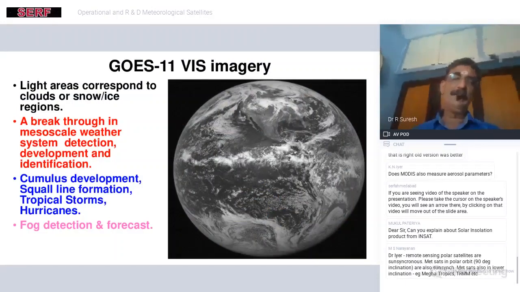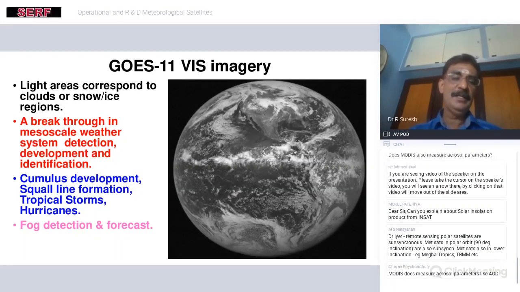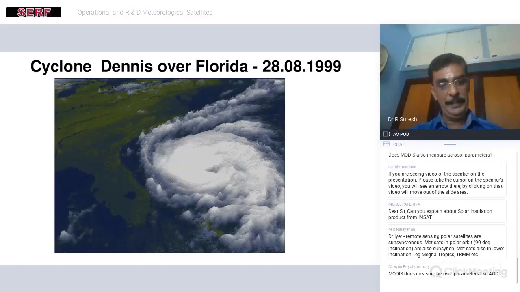The first clear information from GOES 11 has been displayed over this particular slide. You can see the bright white spots, dull white spots, gray spots, and the moment it was identified by the operational meteorologists, the geostationary meteorological program, both in regard to imager and sounder, picked up very, very fast. A classical picture of Cyclone Dennis over the Florida Panhandle.